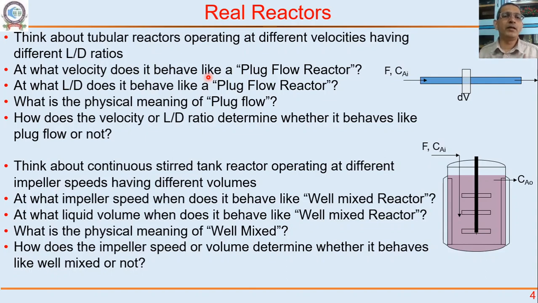Another thing could be in terms of L by D ratio. L by D ratio could be thousands, lakhs. L by D ratio could be hundreds. L by D ratio could be 10. L by D ratio could be 5. What I'm trying to say is, suppose our reactor is like this.